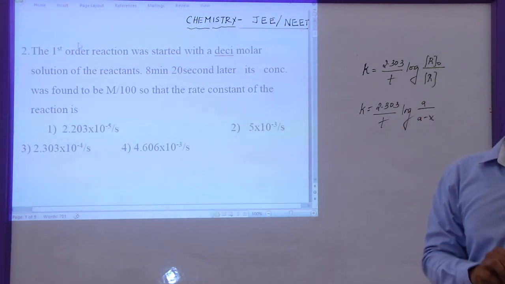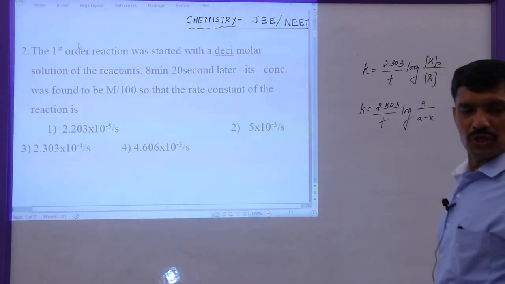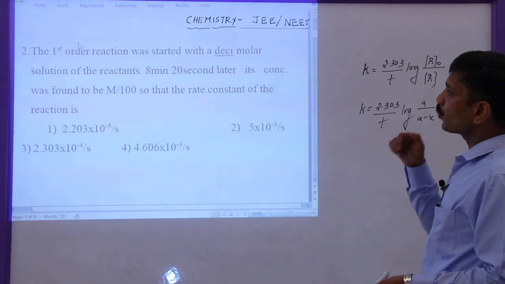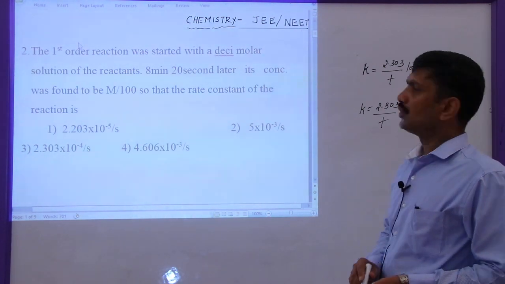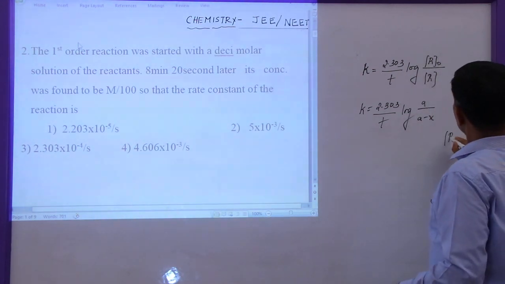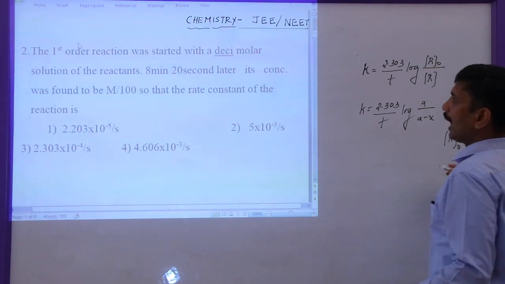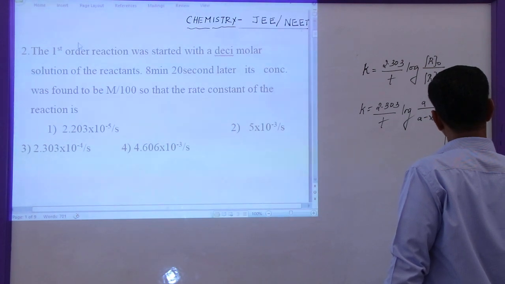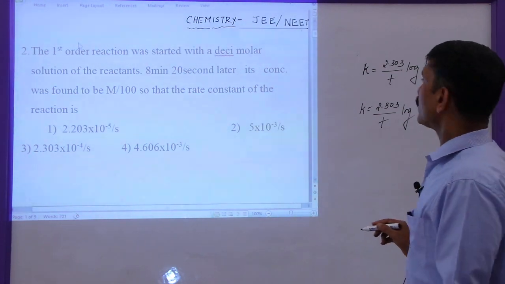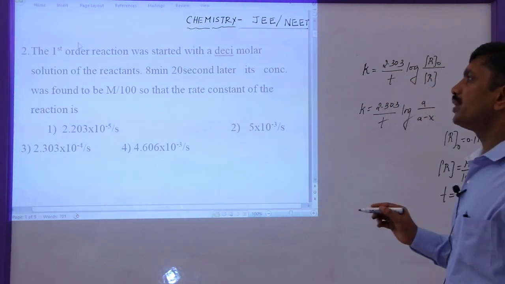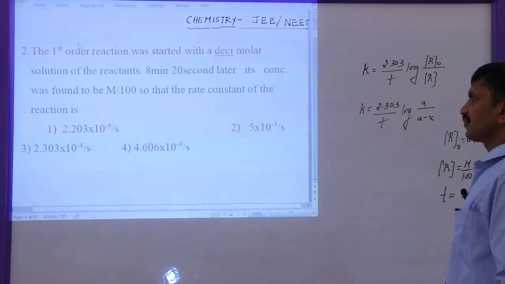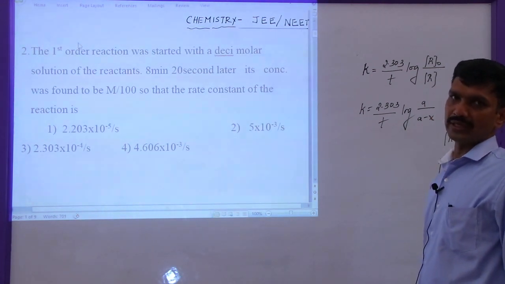As in the previous problems, it's okay. So, here the first order reaction was started with decimolar, and decimolar means 0.1. 8 minutes 20 seconds later, its concentration was found to be M by 100, and M by 100 means 1 by 100. So, initial concentration R naught is 0.1 decimolar, and the concentration R after 8 minutes 20 seconds is M by 100, which means 0.01 molar. So, what is the time taken? 8 minutes 20 seconds. Because the answer is given in terms of seconds, it is expressed in seconds only. 8 into 60 is 480 plus 20, 500 seconds.